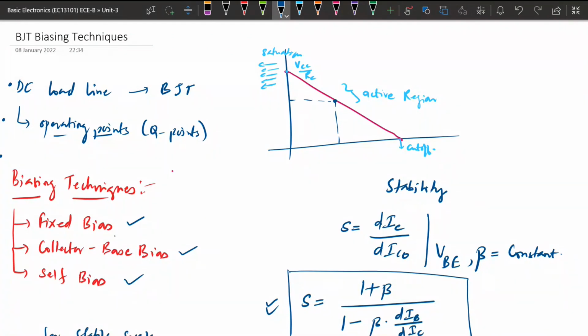Okay, so the next topic, that is JFETs or the MOSFETs, we will see in the next class.